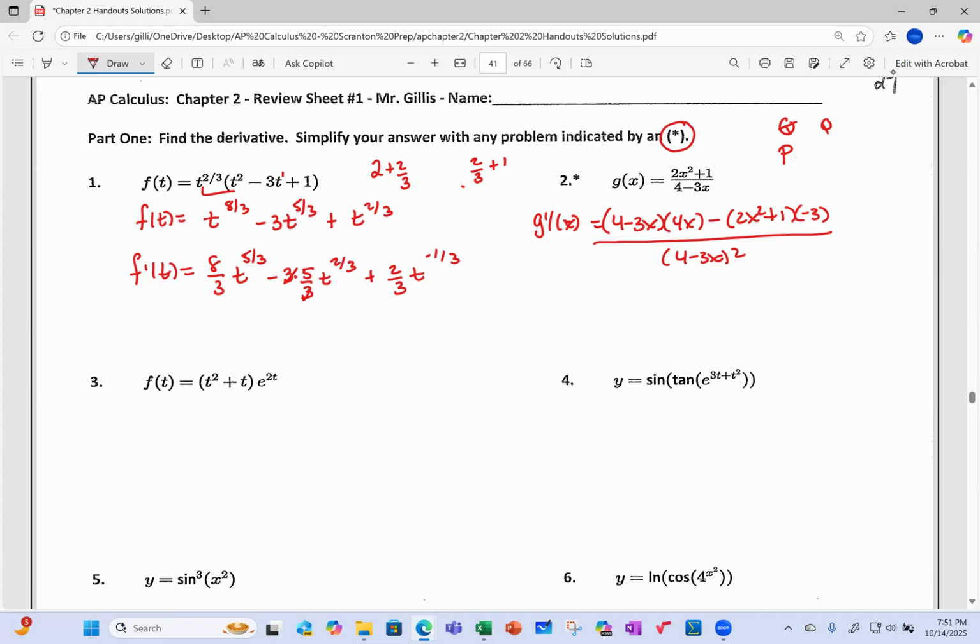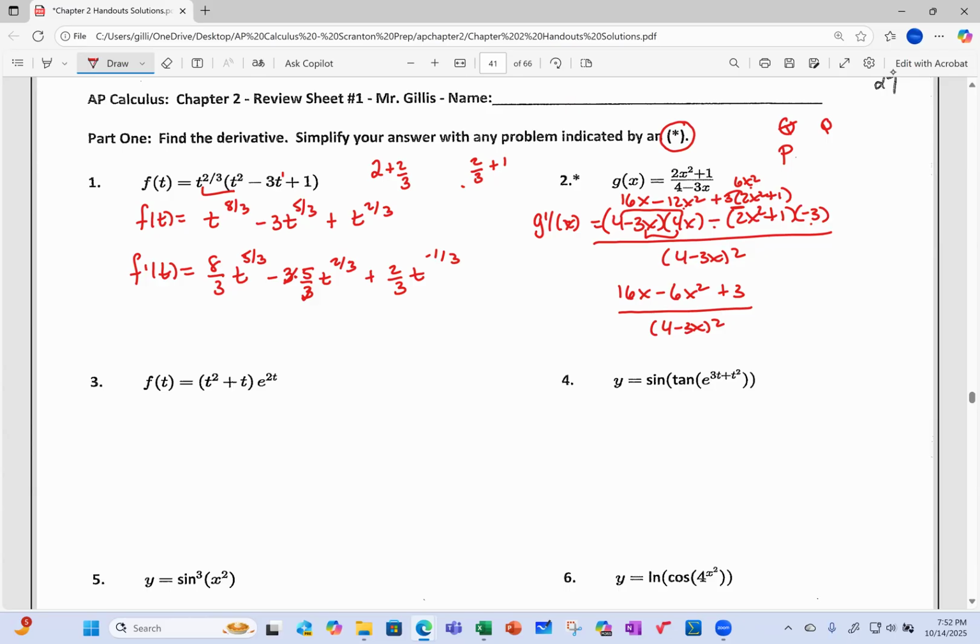So I'm going to distribute on top. 4 times 4x is 16x. And this times this is minus 12x squared. But this negative and that negative will make that a positive 3. And then when I distribute there, so I can see things right, I'll get 16x. And then this is 3x. Well, 3 times 2 is 6x squared. So 6x squared minus 12x squared is minus 6x squared. And at the end, it's positive 3 all over the bottom squared.